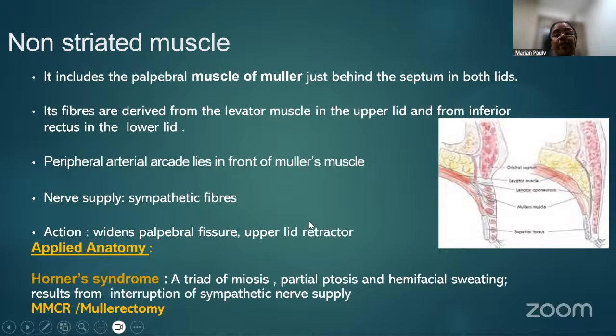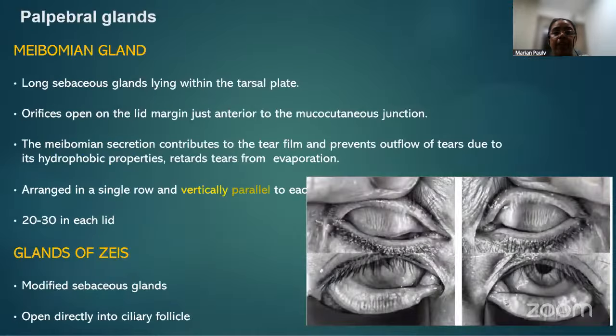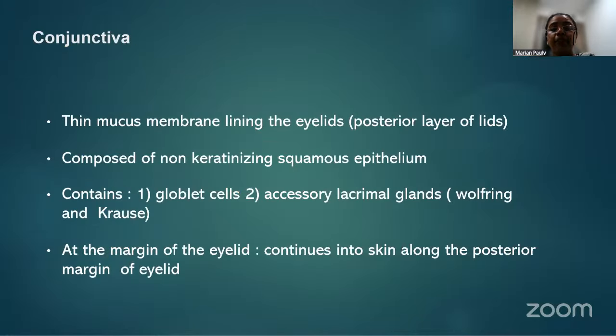Then in mild ptosis, you can utilize the help of Muller's muscle to correct the ptosis. Whereas in mild lid retraction, again, Mullerotomy can help in correcting the lid retraction. Conjunctiva, coming to the final layer, is a mucous membrane lining the eyelids, composed of non-keratinized squamous epithelium. It contains goblet cells and accessory lacrimal glands, that's the glands of Wolfring and Krause.